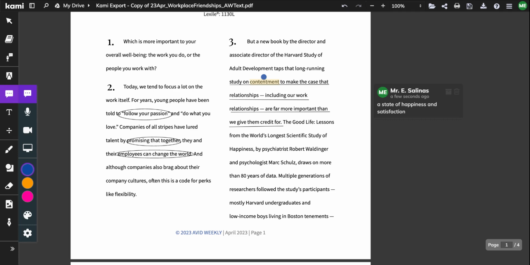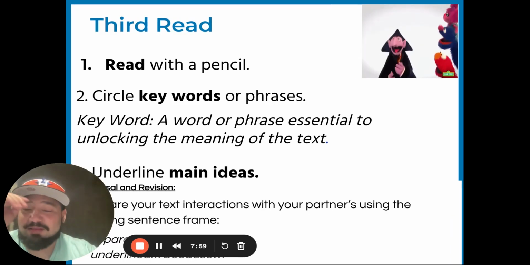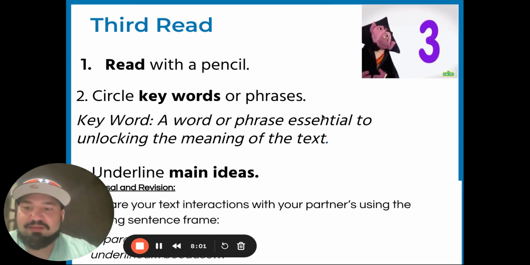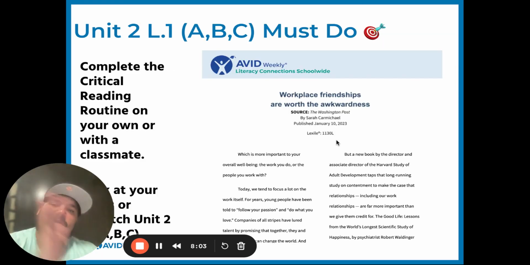Good job, scholars. Now I want you to keep this in mind: the critical reading routine. For those of you who are not familiar or haven't done it before, it is really difficult at times because you're reading and looking up words. So just calm down, relax, take a breath. It's going to be okay. It takes practice, so we're going to practice, practice, practice until we perfect this craft. Very good job, scholars.